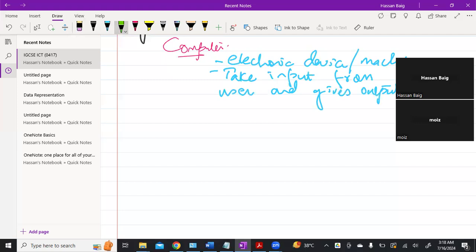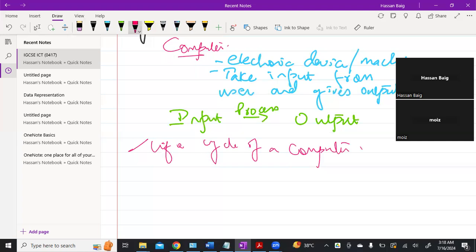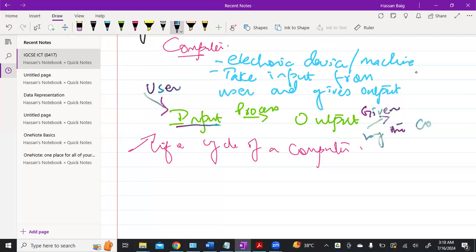For example, I'll give you an idea. This is like input, then we will process it and it gives out. This is the basic life cycle of a computer. What does it mean? Wherever you find this kind of thing, you will know, yes, we are on a computer. Let's say input. What is meant by input? Input is basically anything given by the user, and output is given by the computer.